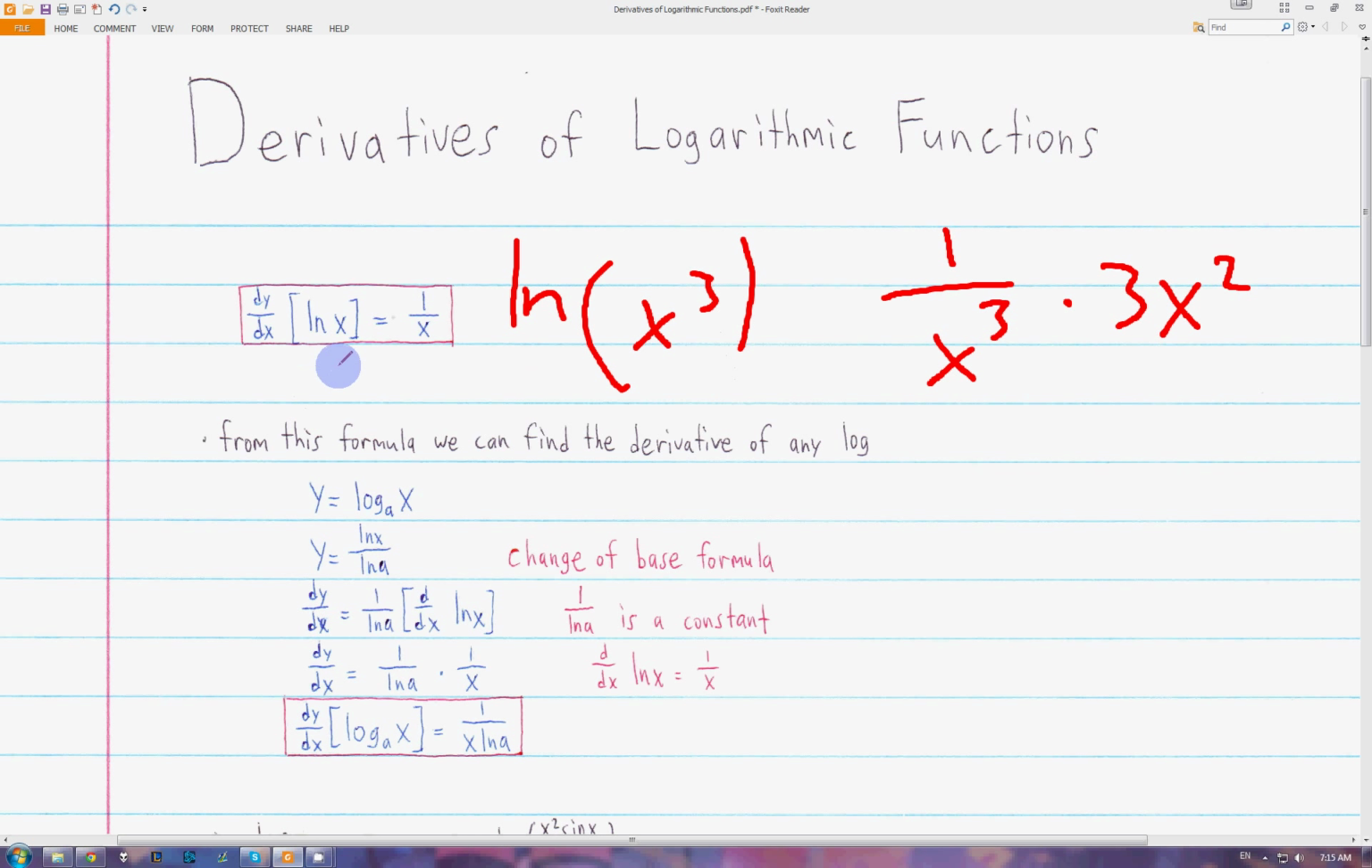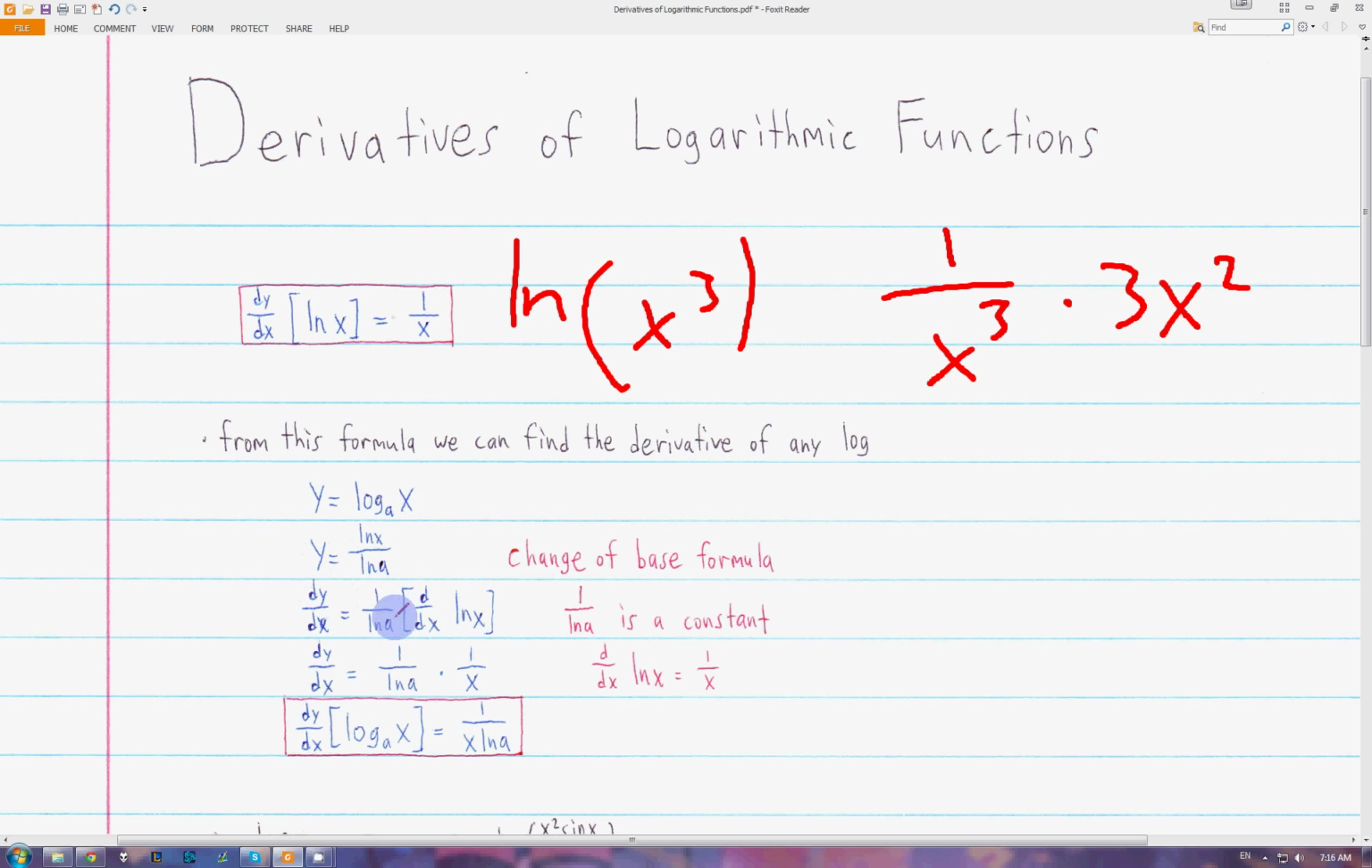So we can use this formula to find the derivative of any logarithm, not just those with the base of e. So if we have the log base a of x, then we can use the change of base formula to change this base a into base e. So we get ln of x over ln of a is the same thing as log base a of x. And then we know how to differentiate ln of x already, so we can just differentiate both sides.